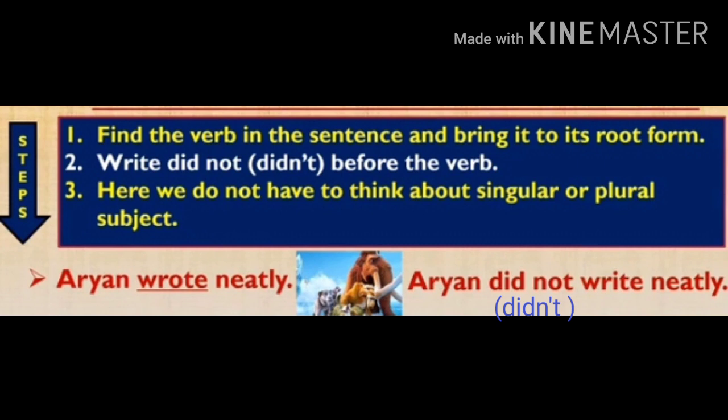Aryan wrote neatly. This is a positive sentence because here the verb is in V2 form, wrote. When we change this positive sentence to a negative sentence, first we want to write the subject Aryan. Then we want to write didn't. And after that, we want to write the V1 form of the verb. Here the V1 form of wrote is write, and then neatly. So the sentence is Aryan didn't write neatly.